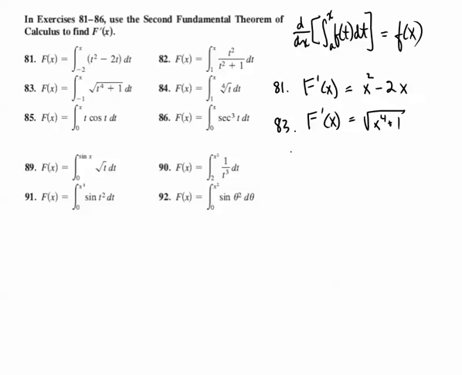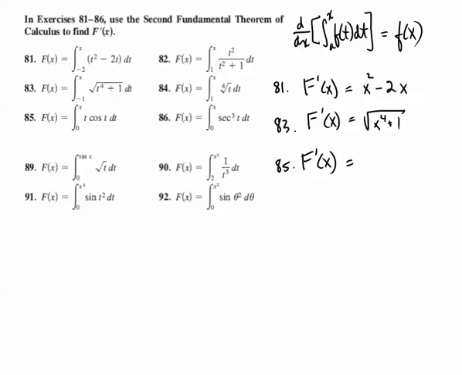And number 85, f prime of x. You don't need to take the derivative of that. This is a rule for finding the derivative of an integral defined function, just like finding the derivative of sine is cosine. It has its rule. The derivative of x squared is 2x. They all have their rules for how to find their derivatives.